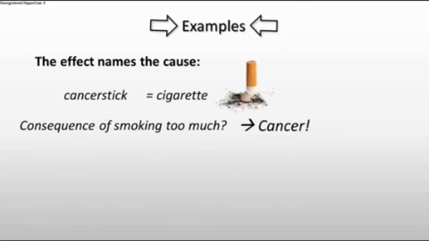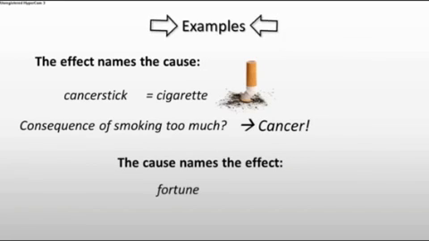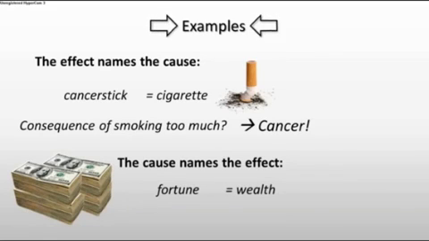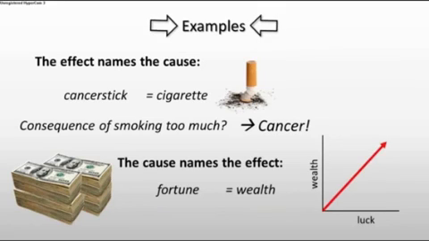Now here's an example for the other way round, where the cause names the effect. There is a word called fortune, which for ordinary people is synonymous to wealth and money today. And why is this? Well, let's try using logic here. So, focus. If you have a great fortune, you must have been quite lucky or fortunate. And if you're a poor devil without any fortune, you probably were less fortunate. So, the cause of being wealthy is having luck. That's why fortune employs metonymy as well.